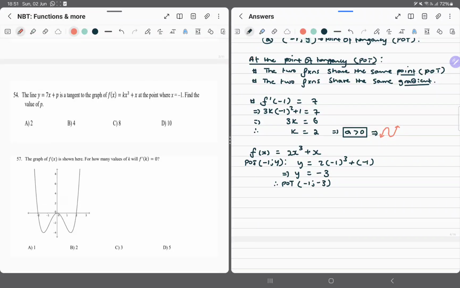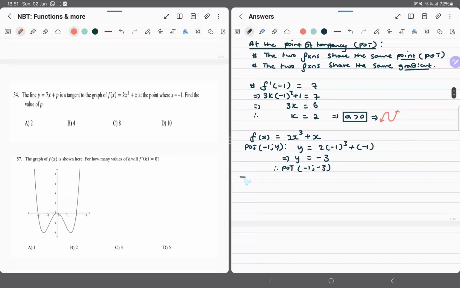Okay, great. So after this, we can say then y equals 7x plus p with our point of tangency complete. Minus 3 is 7 into minus 1 plus p. Therefore p, remember this is minus 7. When we transpose it becomes plus 7. Plus 7 minus 3 is 4. Okay, so that is the value of p there.